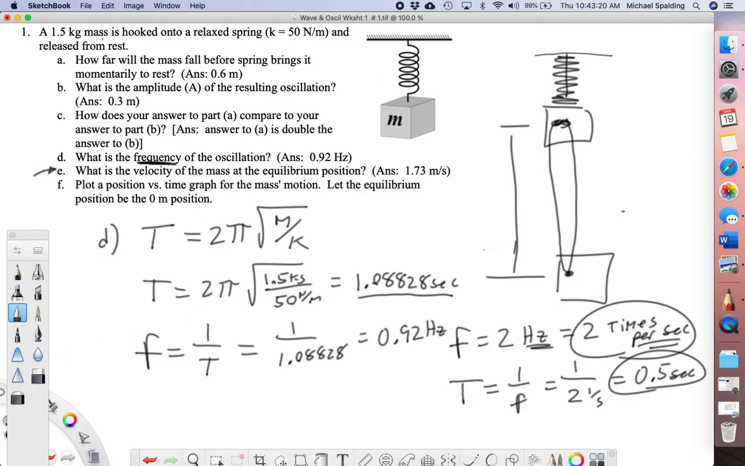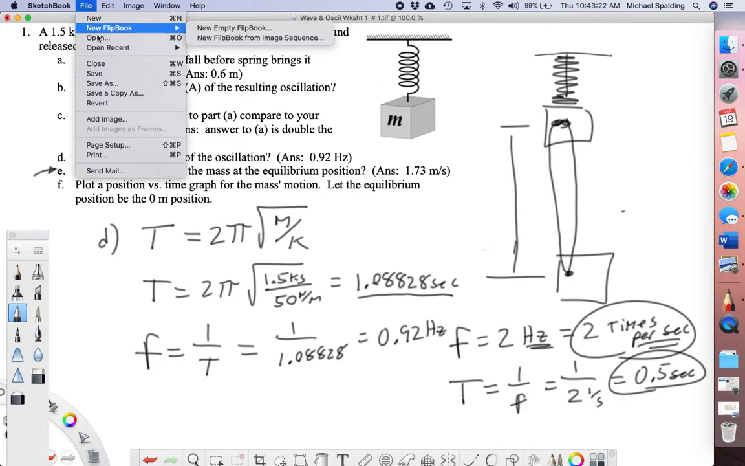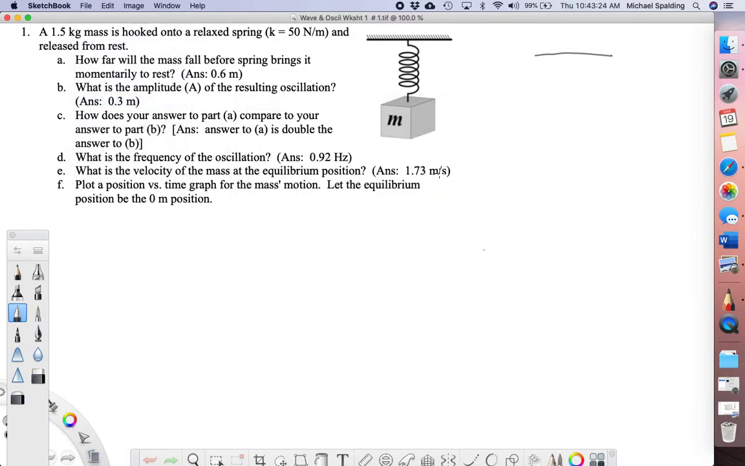Okay, part E I think is the trickiest part. So this is going to be conservation of energy. So let's set this up again. So here is our mass. It's going to start up here and it's going to drop down to the lowest point. And we want to find the velocity at the equilibrium position. So the equilibrium position is in the middle, right here, and we already know these distances. This is 0.3 meters here, and then this distance here is 0.3 meters.